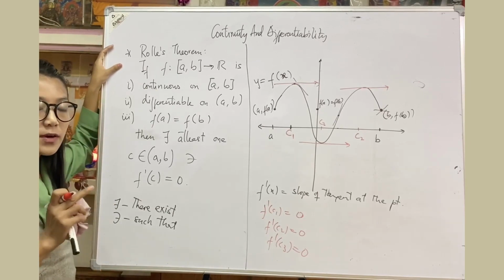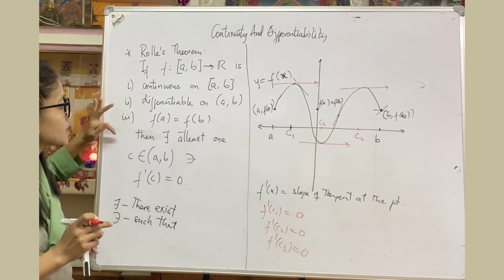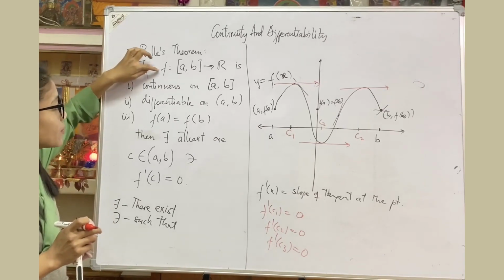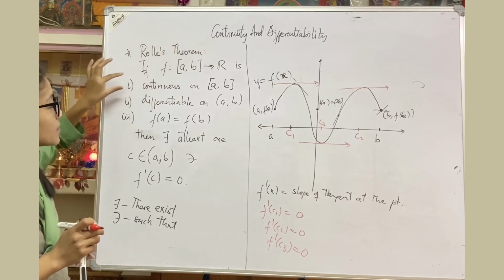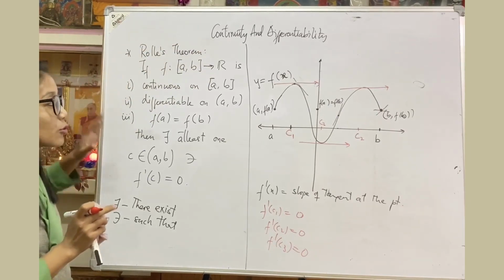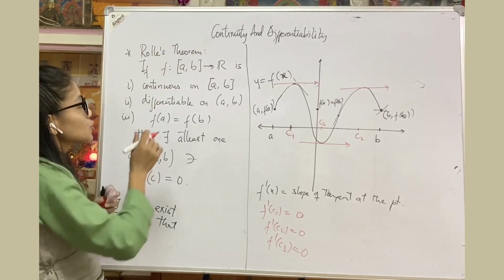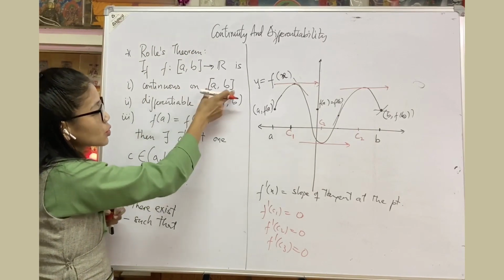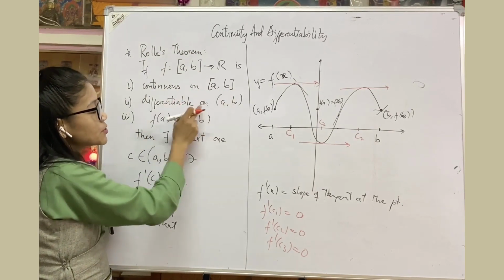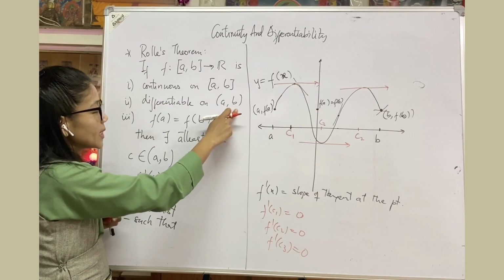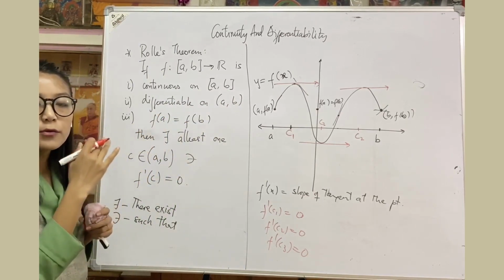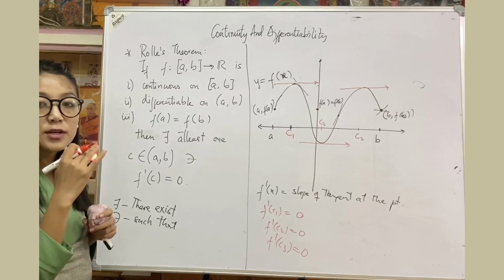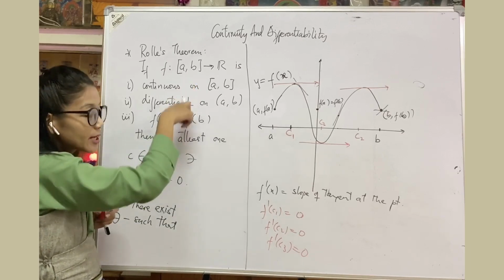First, the function should satisfy these 3 conditions. That is, a function f is from closed interval a, b to R, the set of real numbers. The function should be continuous. Now you have to remember the intervals. So the function has to be continuous on closed interval a, b, differentiable on open interval a, b, and f of a is equal to f of b. So first, to apply Rolle's theorem, you have to check whether a function is satisfying these 3 conditions or not.